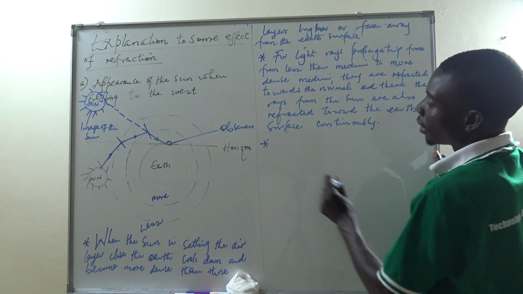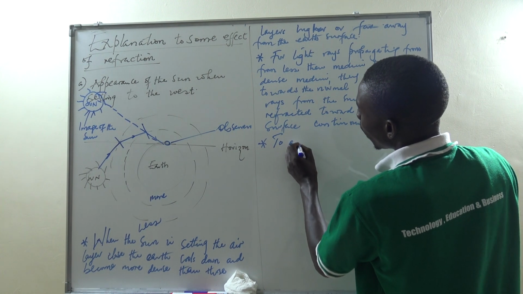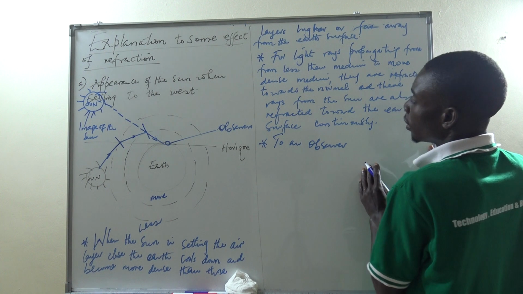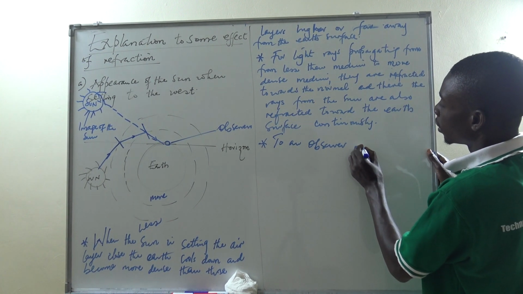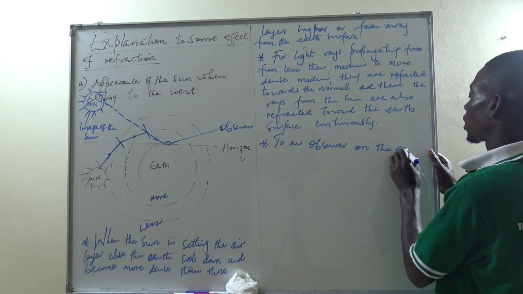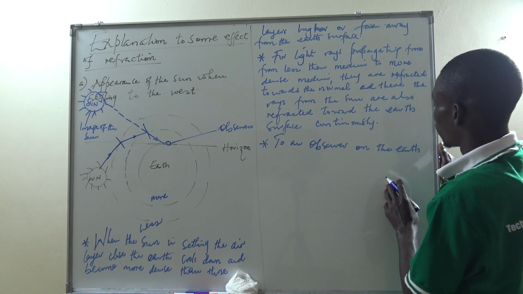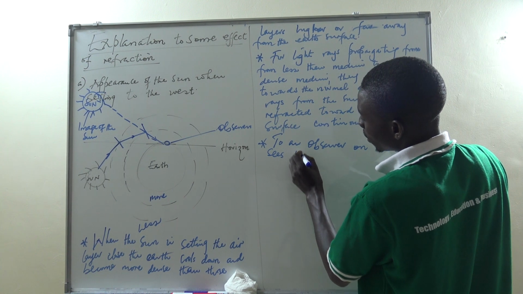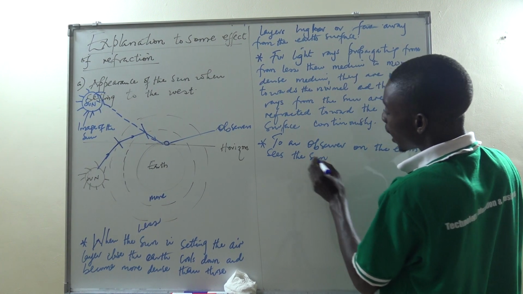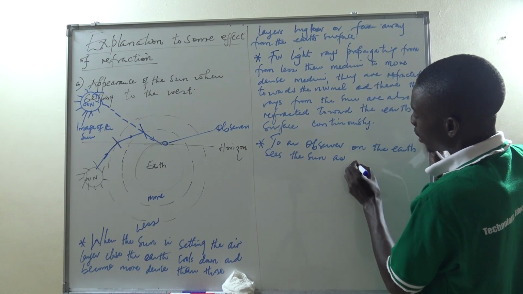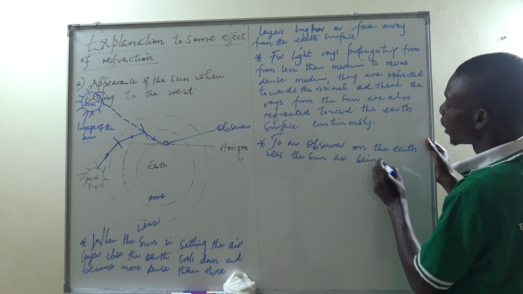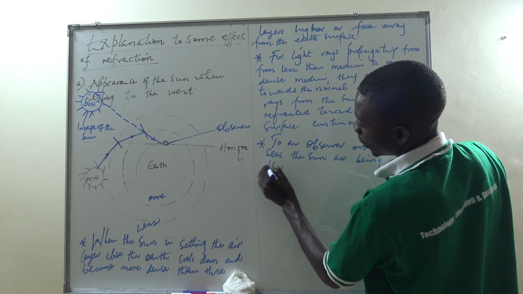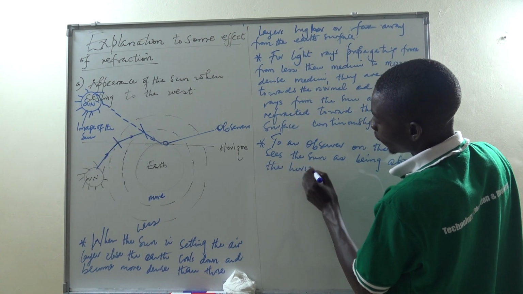And then you say, to an observer on the Earth's surface, the sun is seen as being above the horizon.